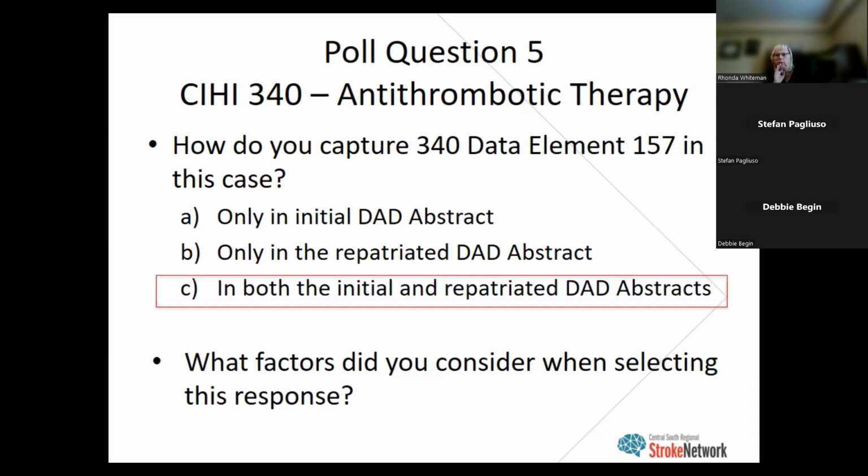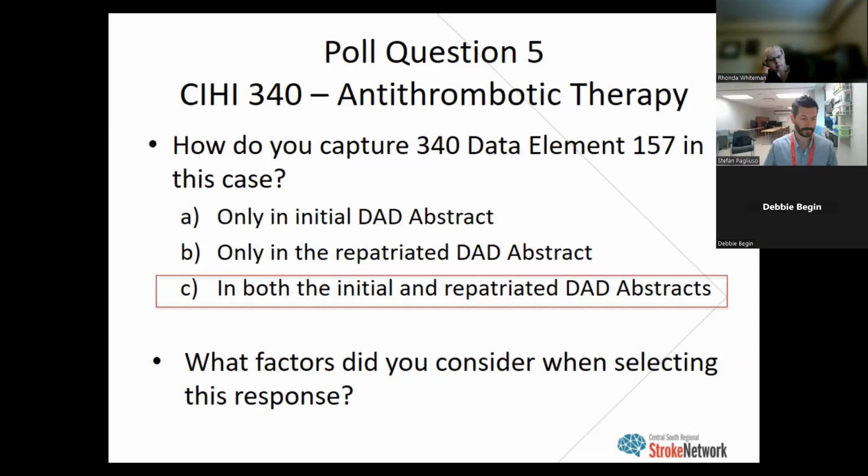And so again, Debbie, if you want to talk about what we'd look at and why we selected C. Yes, the documentation states that patient was prescribed ASA on both the transfer and the discharge. So we would capture them both.